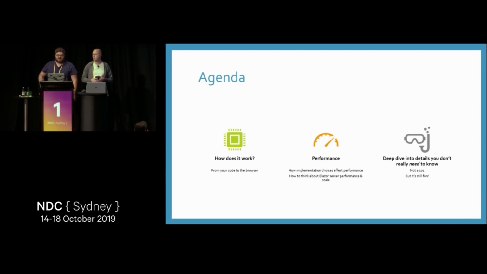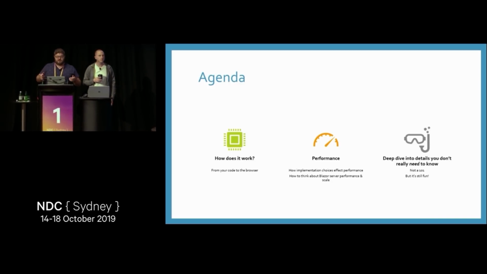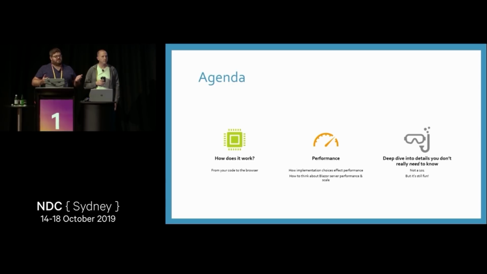Today what we're going to talk about with respect to Blazor Server is a progression from the point where you write your code to the point where the DOM is updating in the UI. How does that process work? In addition, what's going to fall out of that is some information about Blazor performance and the design of how the Blazor rendering process works, as well as how to think about the scale of Blazor Server in production.